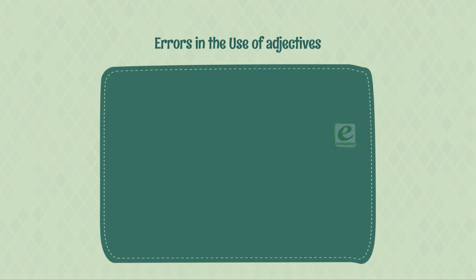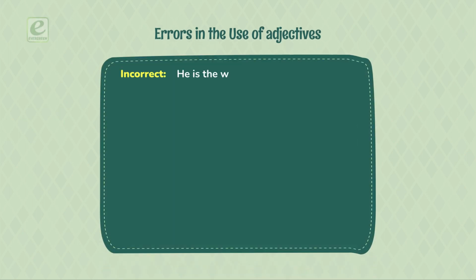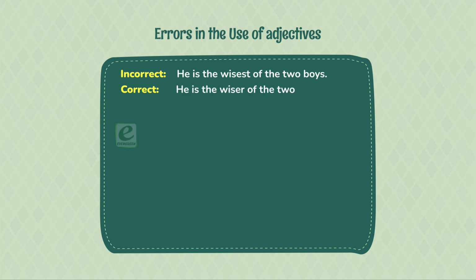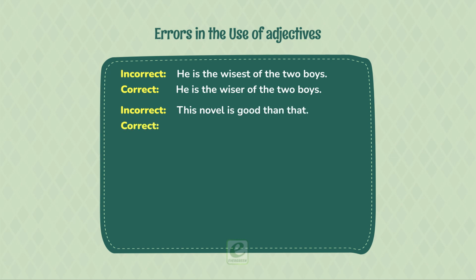Errors in the use of adjectives. Incorrect. He is the wisest of the two boys. Correct. He is the wiser of the two boys. Incorrect. This novel is good than that. Correct. This novel is better than that.